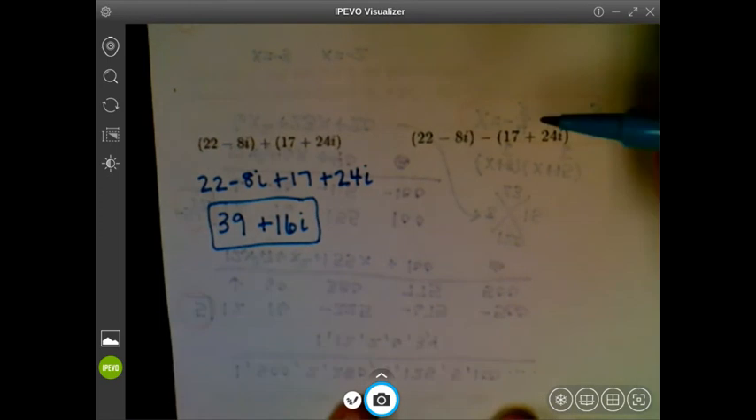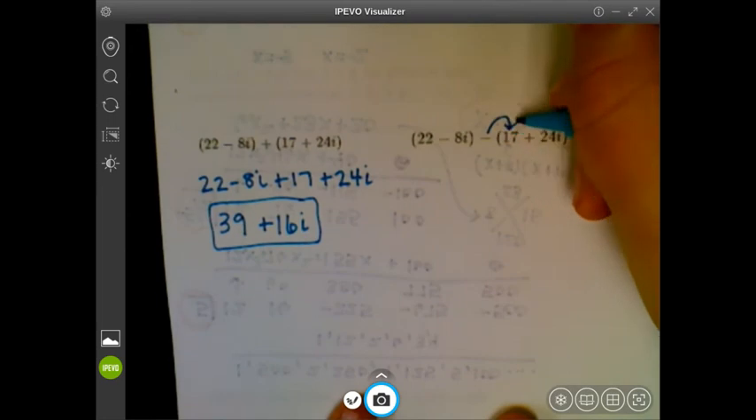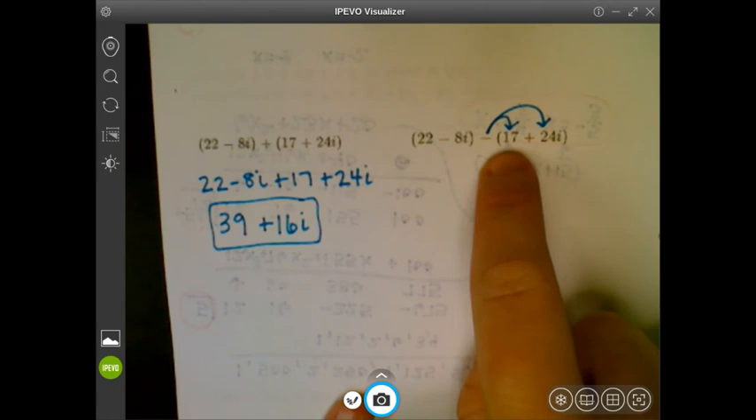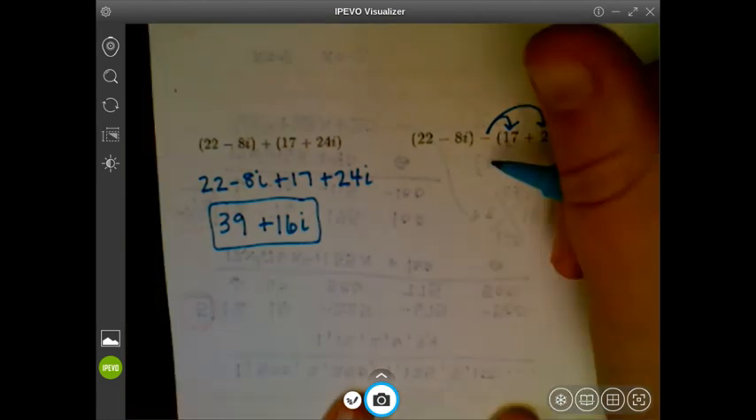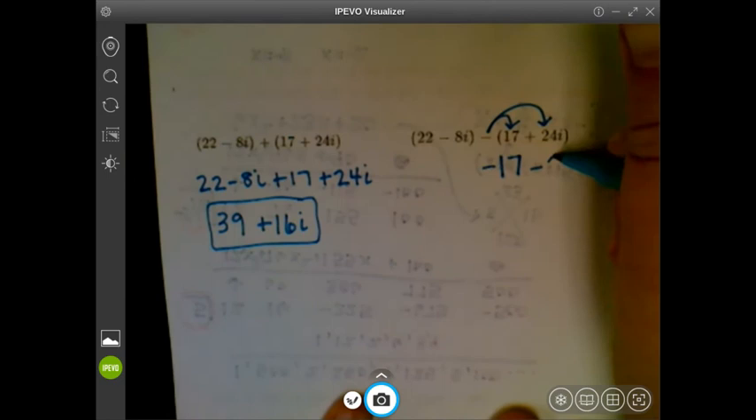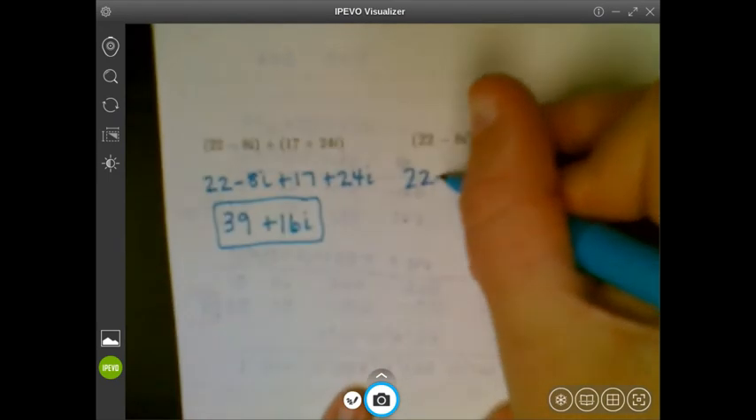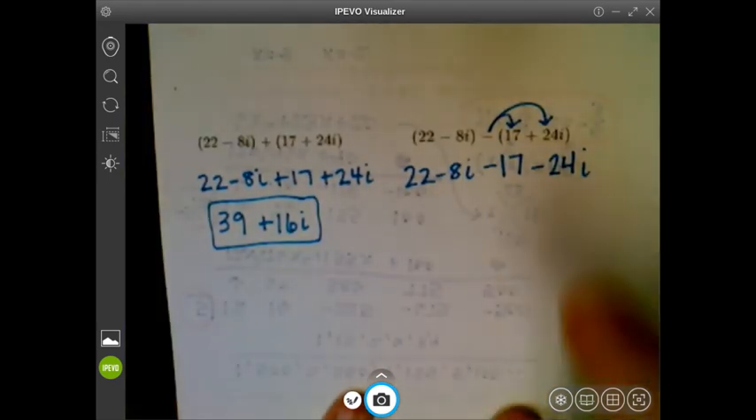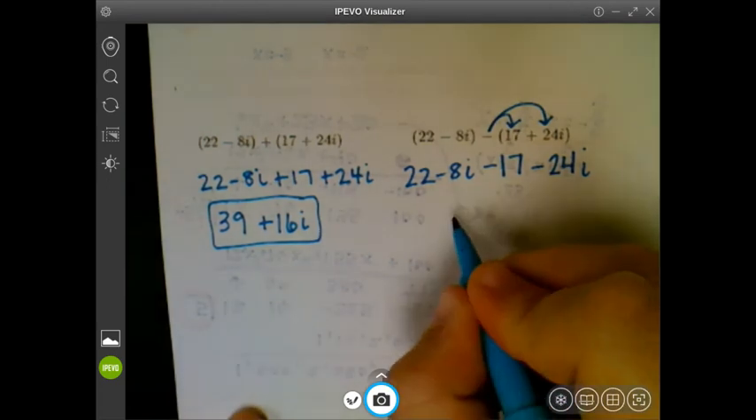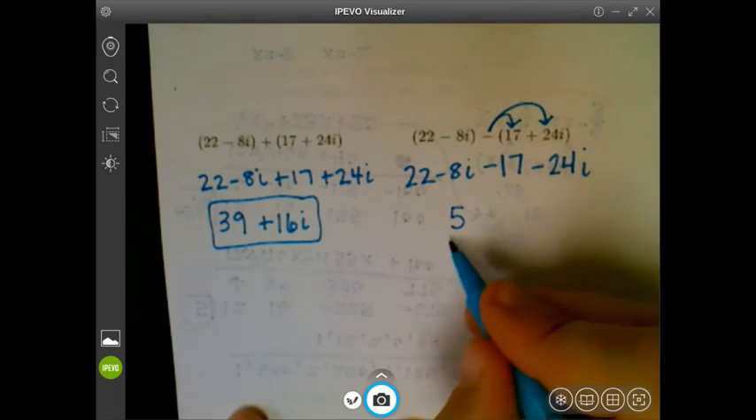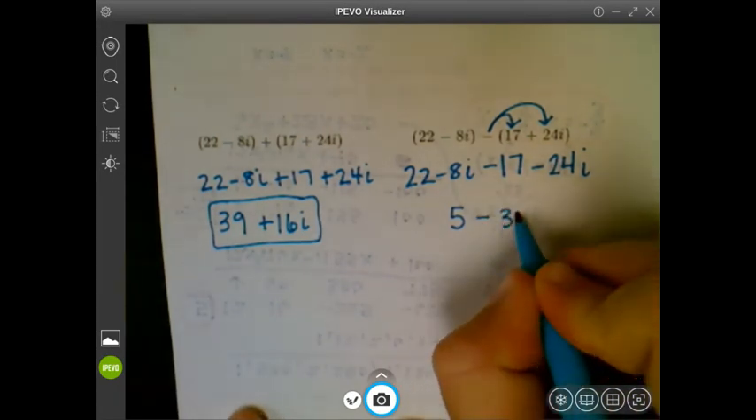All right, for this next one, it's not a plus sign, it's a minus sign. So that is going to have an impact on both the 17 and the 24. Remember, just like before, if there's a negative in front of the parentheses, you are subtracting both. So we're subtracting 17 and subtracting the 24i. If you mess this up, it's because you have the wrong sign here. So it'll be 22 minus 8i minus 17 minus 24i. And we'll have 5. Put those two together, that's 5. Those two is minus 32i.